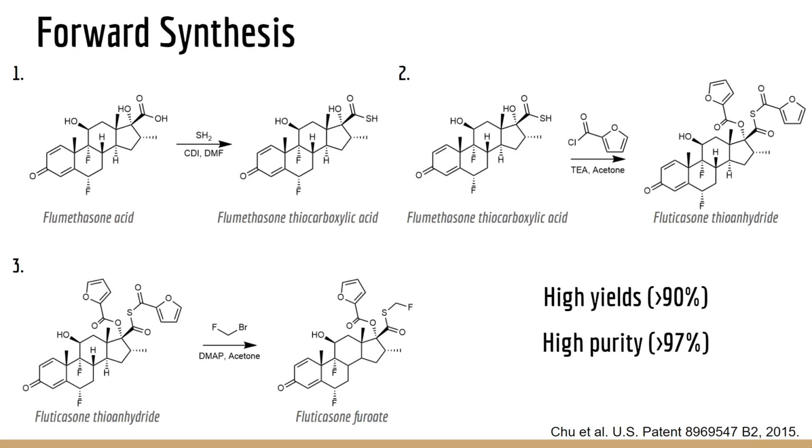Turning our retrosynthetic analysis into a forward synthetic scheme gives the following three reactions. Each of these reactions produce high yields that are over 90% and high purity over 97%. This synthetic route was taken from the fluticasone furoate patent, where a few synthetic routes are proposed for the synthesis of the molecule. This was suggested to be the most efficient method of production due to the overall yield and purity obtained with these protocols.